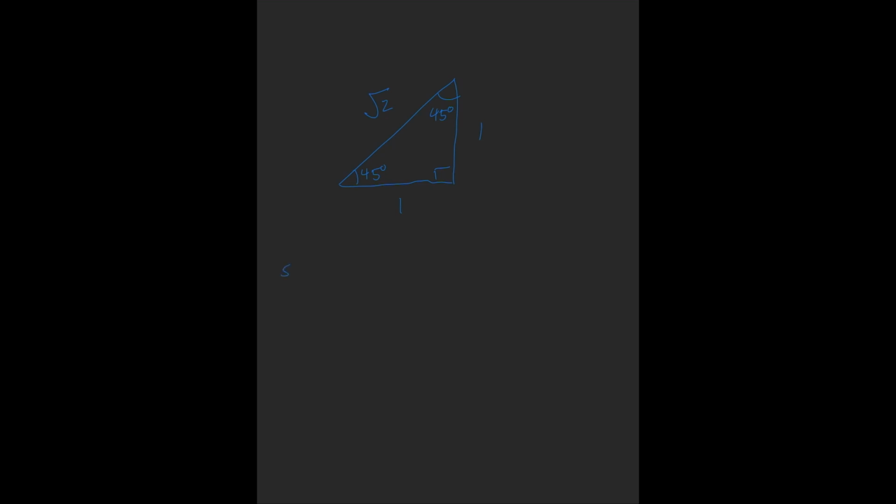So let's just say we wanted to find sine of 45. Well, we know that's going to be the opposite over the hypotenuse. The opposite is 1, and the hypotenuse is square root 2. Rationalizing the denominator, we can multiply top and bottom by square root 2, and then we get square root 2 over 2.